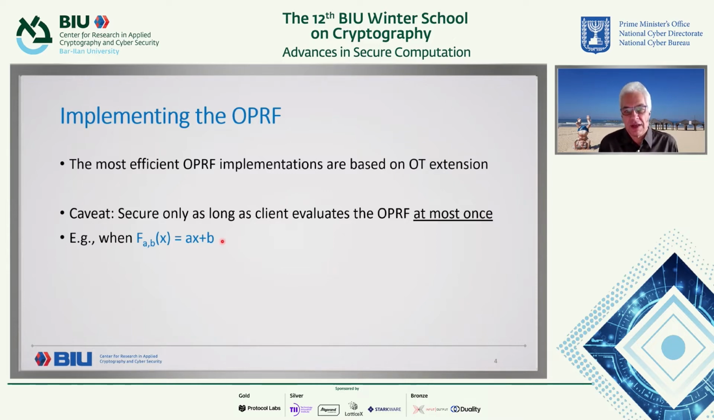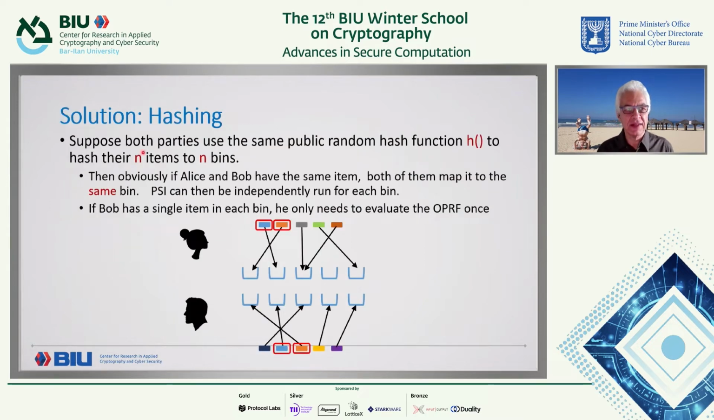So obviously you cannot use the same function for all items. And the question is, which items of Bob to compare to which items of Alice. If we're not too smart, we're going to end up with n-squared comparisons, which is not going to be efficient. So the basic idea is to use hashing. Suppose both of them use the same public hash function, which they both know, that maps n items to n bins. Obviously, if both Alice and Bob have this blue item, they're going to hash it to a bin using the same hash function, so they're going to put it in the same bin.